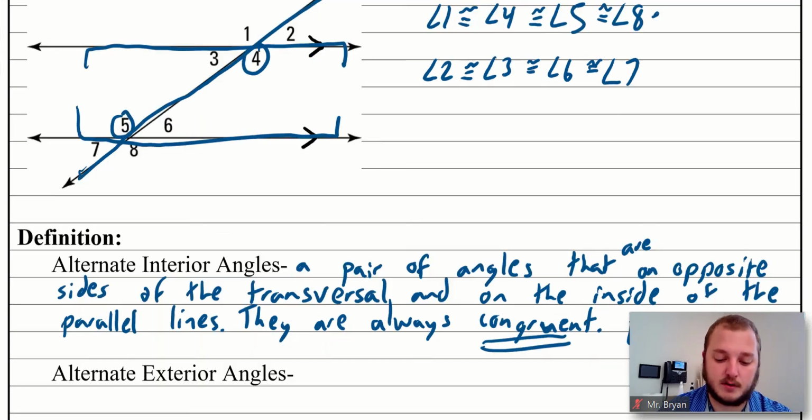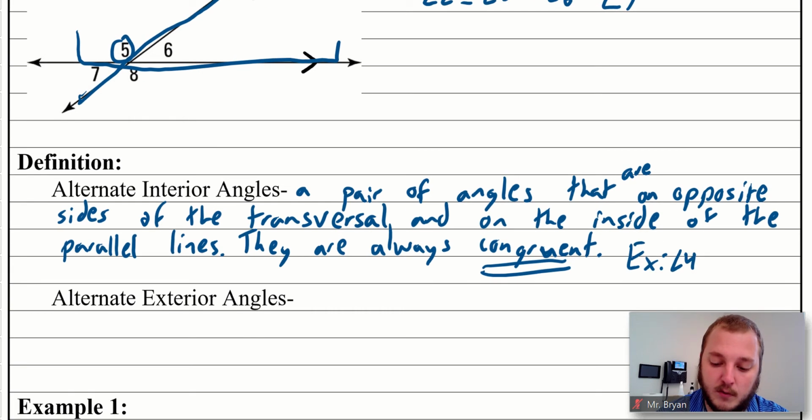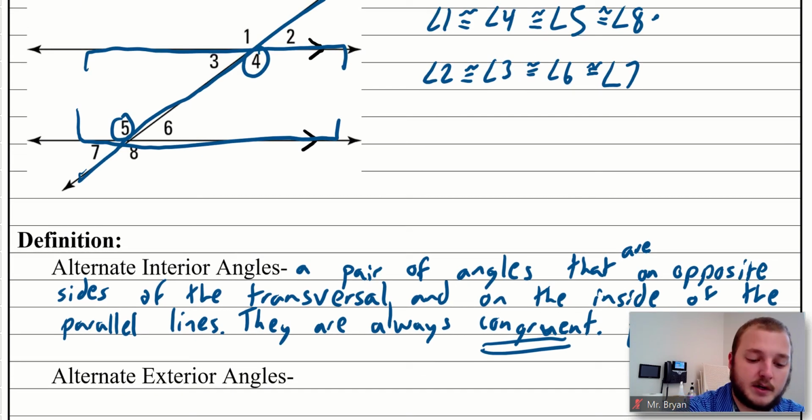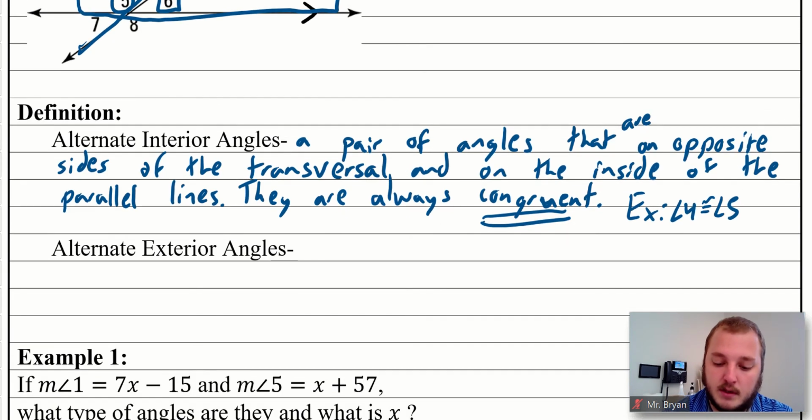I'll just write this here as an example. Angle 4 and angle 5 would be alternate interior angles, and like we said, they're going to be congruent. Same thing here as well. Another example would be angle 3 and angle 6. We'll say angle 3 is congruent to angle 6. Again, the reason is they're both on the inside of the parallel lines and on opposite sides of the transversal.